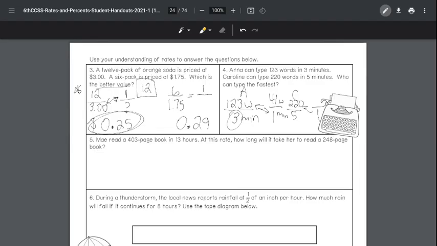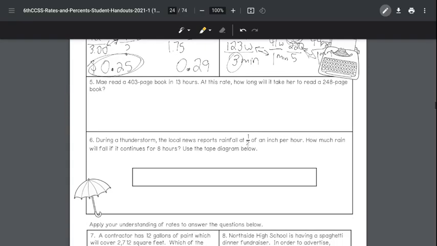Same for Caroline. Cross multiply. 220 times 1 is 220. 220 divided by 5 is 44. So Caroline can type 44 words in 1 minute. Who can type the fastest? Caroline. Okay, Caroline. She can type 3 more words every single minute.